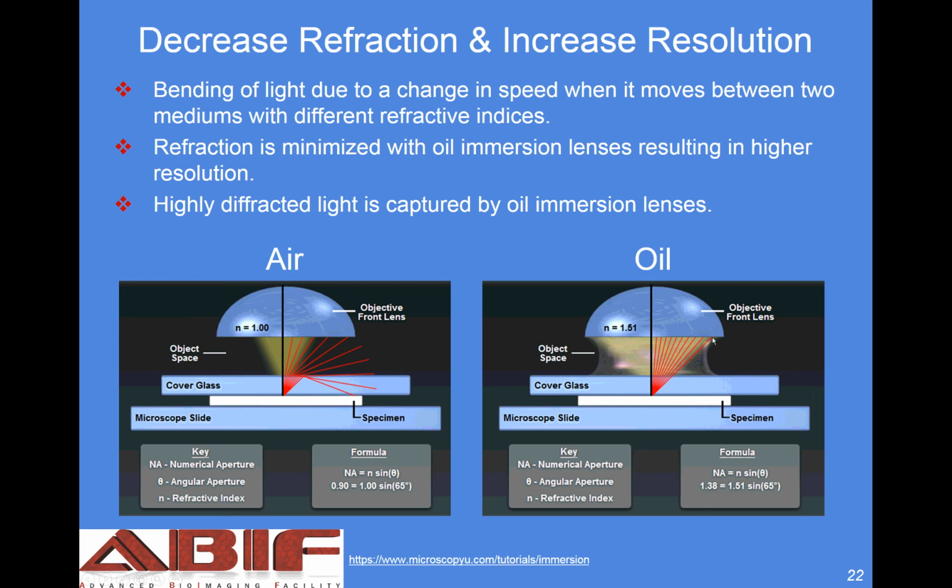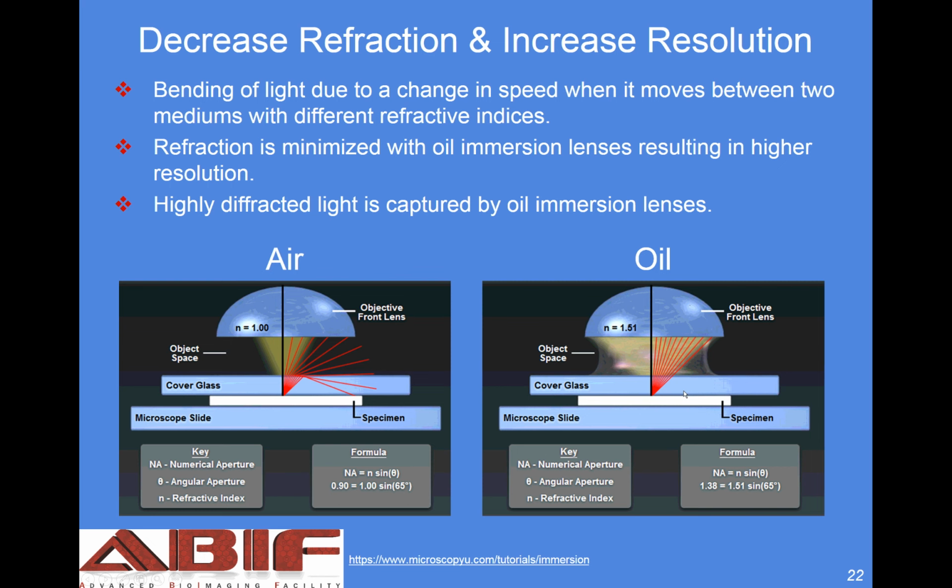And if you remember when we talked about diffraction, it's this light at the high angle that's coming from the very small features in the sample. Those small features are causing a lot of diffraction, so the light is coming at a very high angle, and this higher numerical aperture immersion lens is able to collect that light. So that will give you more resolution.